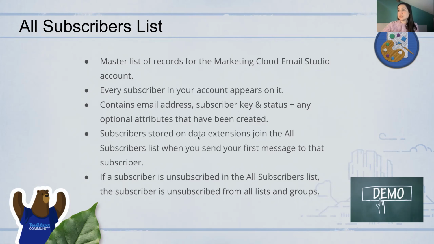All of our subscribers stored on data extensions, which are just tables of data in Marketing Cloud. Once again, we will get to those today. They are going to join the all subscribers list as soon as you send them a first message. So you may have somebody who's sitting on a table of data, but until the moment that you send to them, they will be sitting out there in the ether. They will not be on your all subscribers list yet. The all subscribers list is going to be on the moment of send. And if a subscriber is unsubscribed from that all subscribers list, then that subscriber is unsubscribed from all lists and groups across all channels. So you're going to make sure that those are running correctly.